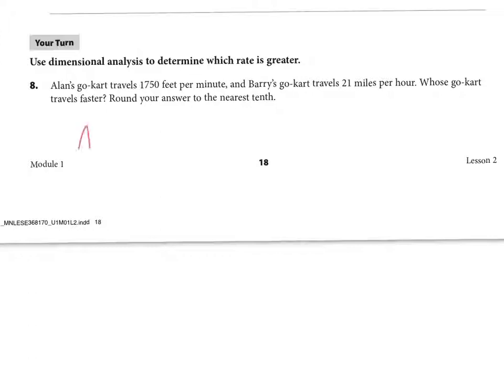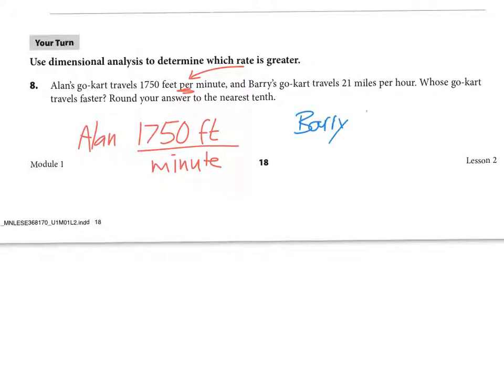So we've got Alan here, who is 1,750 feet per. Whenever we see per, that's a fraction. We're going to talk about per as a rate later on and equate that to slope. So let me say this again. The word per is rate and slope. We're going to deal with that quite a bit. Okay, but 1,750 feet per minute. And then we have Barry here, who is 21 miles per hour.